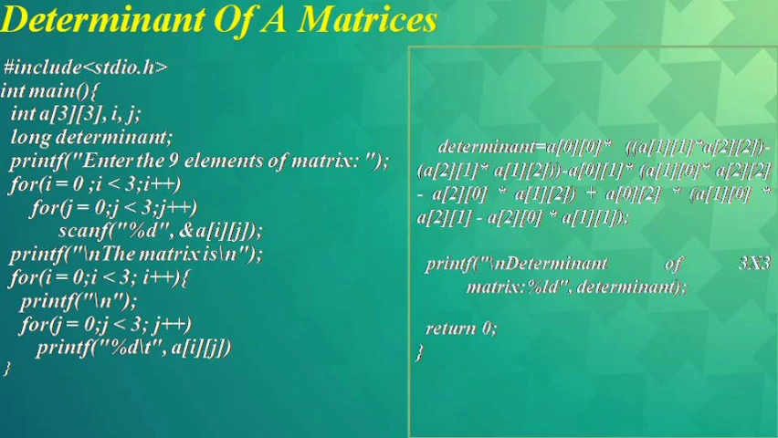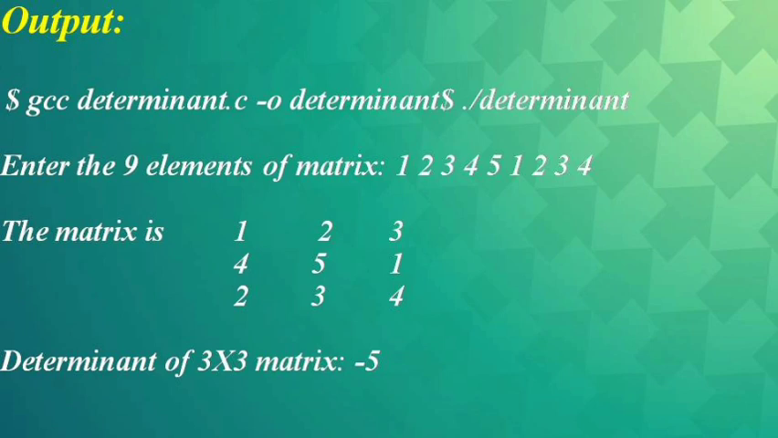When this program is executed, it will ask you to enter 9 elements of the matrix. After you enter the elements, apply the determinant method on the newly created matrix. Finally, we will get the determinant of that 3 by 3 matrix, that is minus 5.